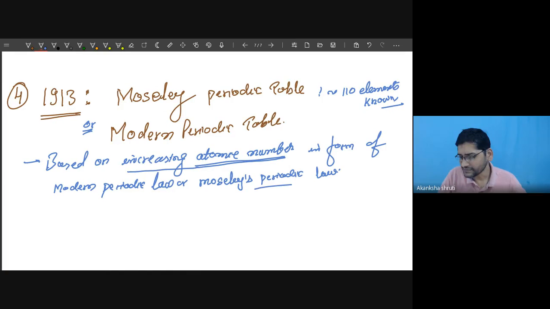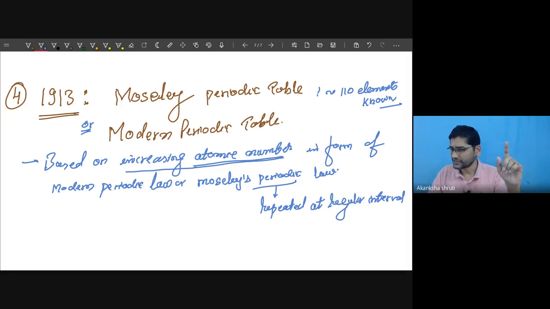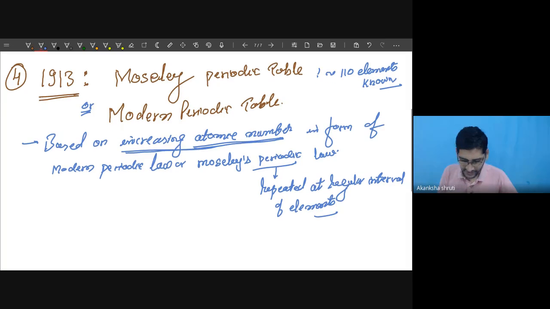The term periodic itself tells that it is repeated at a regular interval, like a pendulum has a period. The bob will repeat its path after a certain fixed time. So this repetition at regular interval is not in terms of time; it is in terms of the number of elements, when they are arranged in increasing order of their atomic number. This law I will write in complete detail.